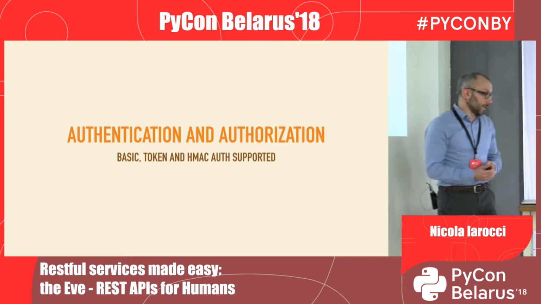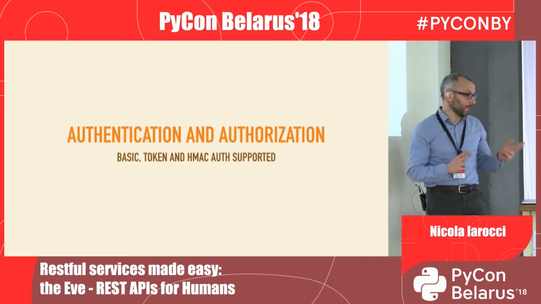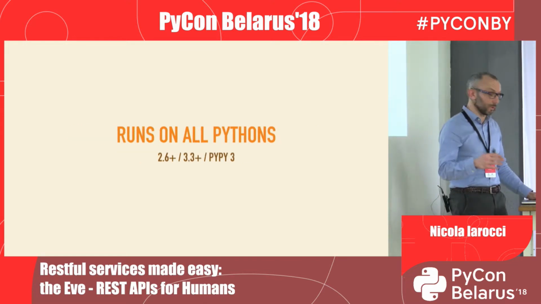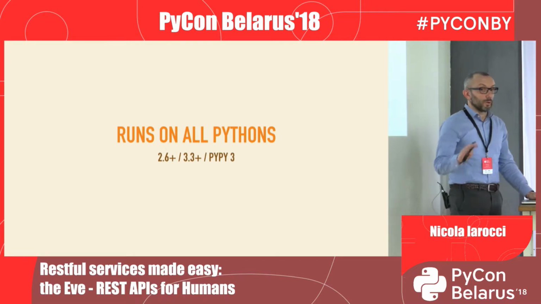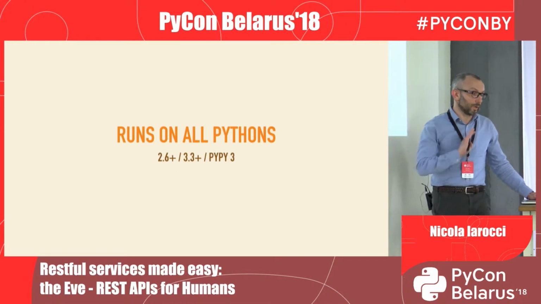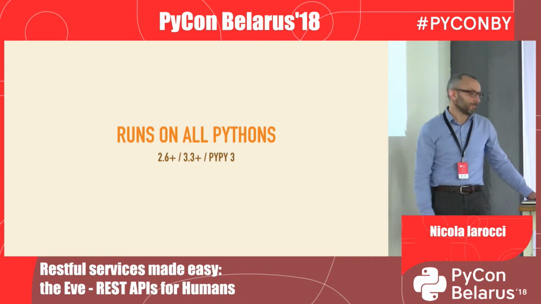Authentication and authorization. There is support for a number of authentication schemes: basic authentication, HMAC, MAC authentication, token authentication. I'm not going into the details now. I just want to show you in a few seconds how you code that, because it is very simple. You can launch your server on whatever Python you're using, but you should really be using Python 3 by now. I don't know if you got the memo, but in less than 2 years, Python 2 won't be supported anymore. So if you are still on Python 2, consider upgrading.